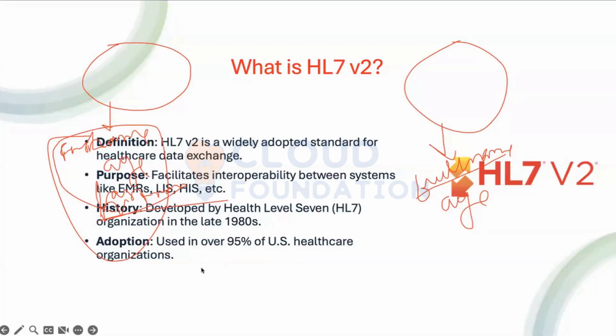But when HL7 V2 was introduced, it said that there will be a standard for exchanging the data. Every system will store the data in the format of first name, last name, age. This is just an example. There are more fields, but for example, when HL7 V2 was introduced, it told people that you will store the data as first name, last name and age.